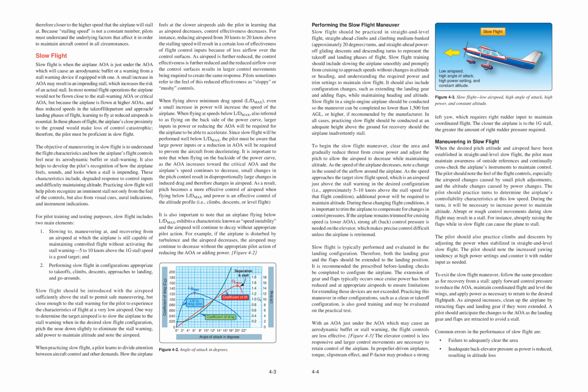Slow flight training should include slowing the airplane smoothly and promptly from cruising to approach speeds without changes in altitude or heading, and understanding the required power and trim settings to maintain slow flight. It should also include configuration changes, such as extending the landing gear and adding flaps, while maintaining heading and altitude. Slow flight in a single-engine airplane should be conducted so the maneuver can be completed no lower than 1,500 feet AGL, or higher, if recommended by the manufacturer.